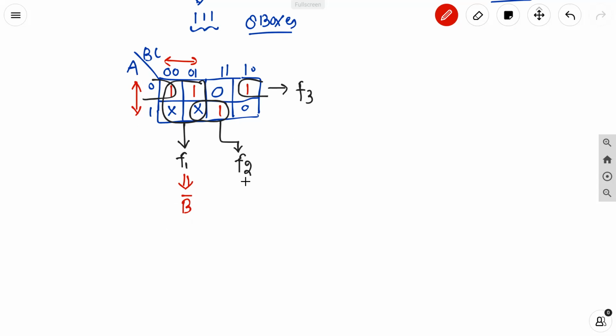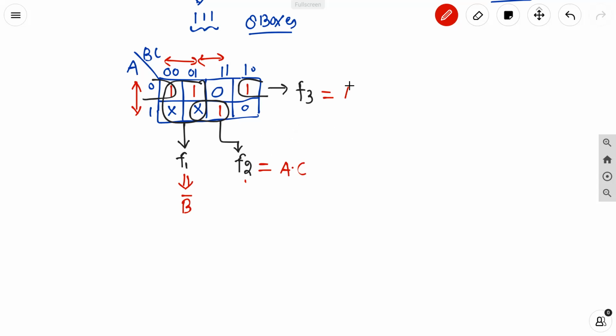Similarly for f2, this particular row is involved, where A is in its actual form, and these two columns are involved for this pair. The don't care will simply be treated as a one, because we are involving it inside the pair, so it is treated as a one if we are considering SOP form. So for this pair, we have A in its actual form, and for these two columns, C is not changing. So A dot C.